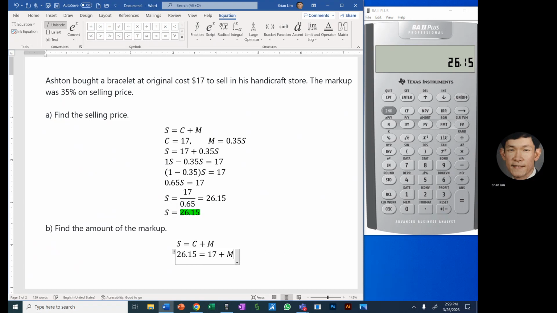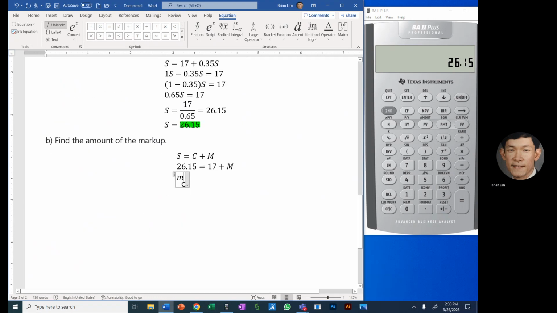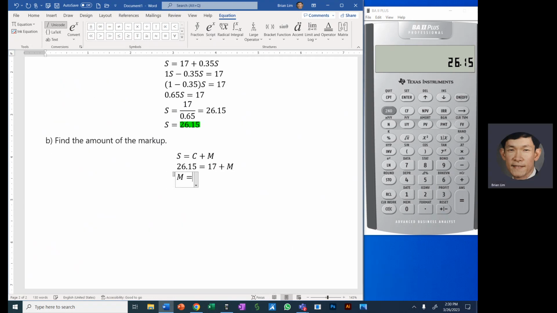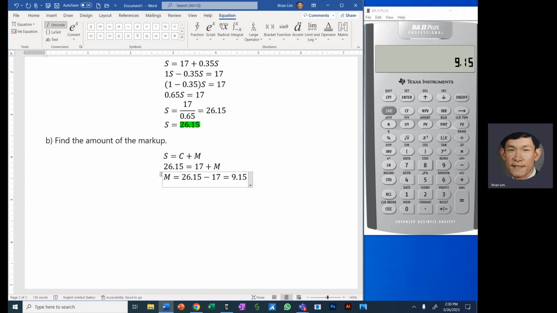So M would be equal to 26.15 minus 17, which is equal to, so we have the 26.15, we subtract the 17, and we get the answer of 9.15. Okay, 9.15. So that would be the answer for the markup is equal to 9.15.